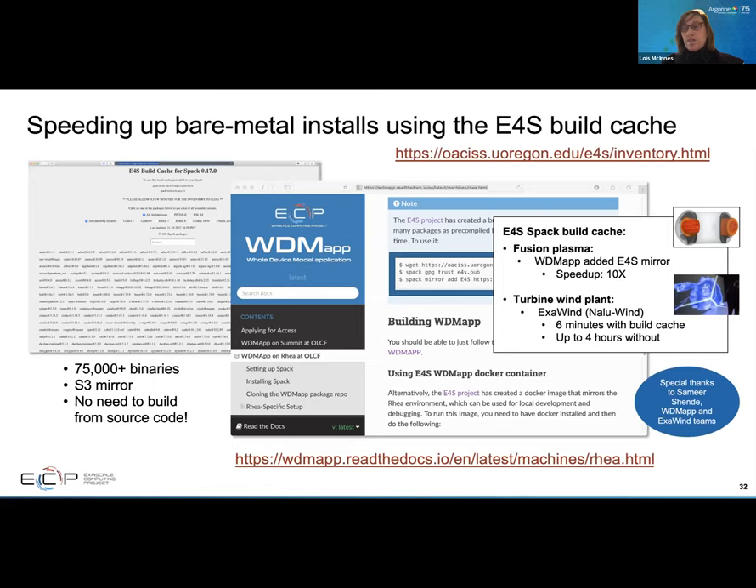One of the advantages of this approach has been to really streamline and help our science teams have much quicker builds. We've been able to significantly speed up the build time by a factor of 10 for a number of applications. Shown here is the Fusion Energy application, WDMApp, which is using an E4S build cache. And consequently, the Fusion scientists who are working on this project spend less time recompiling and more time working on their science advances. We also have similar examples of speedups for the wind application and many others.